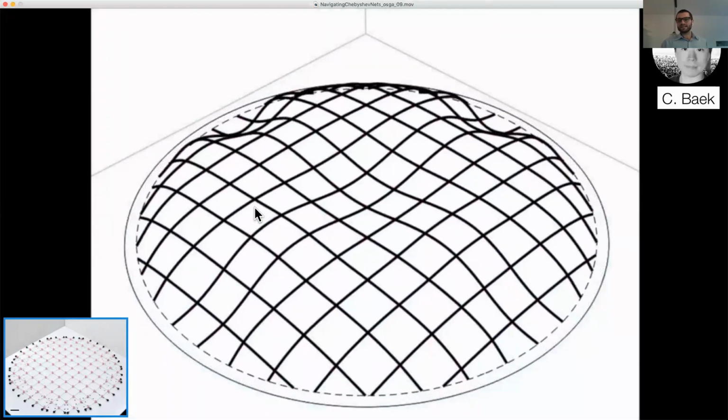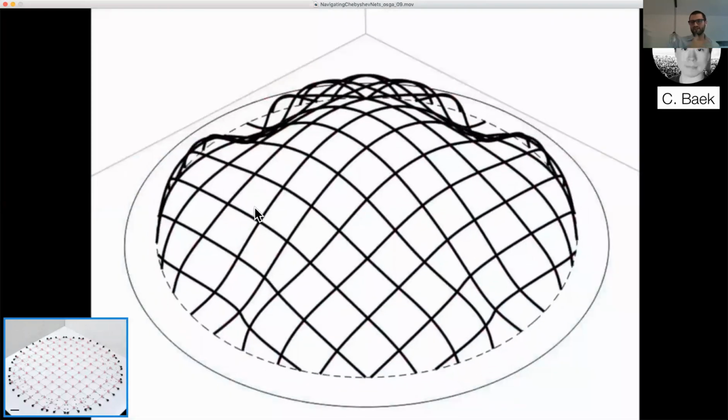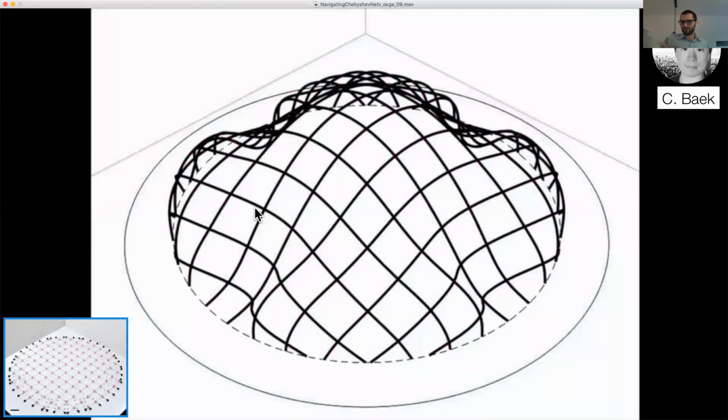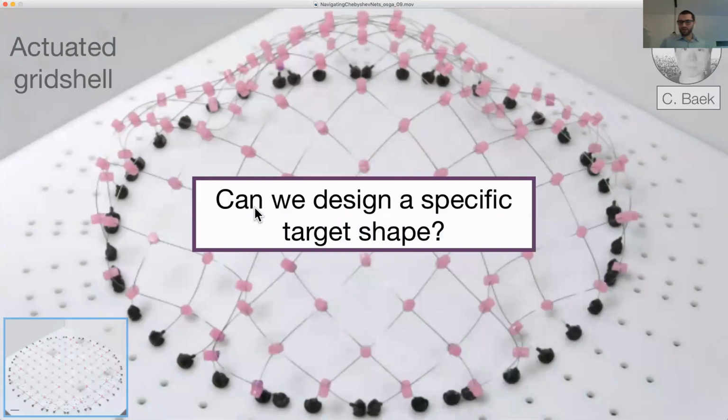So it immediately sort of buckles into something that has regions of positive curvature and regions of negative curvature, and looks sort of nothing like a sphere or something that at least they or I was able to predict in advance. And so they came to me and said, okay, these shapes are beautiful, but is it possible to actually design a target shape, right? I want to make not this shape, but a specific shape that I have in mind.